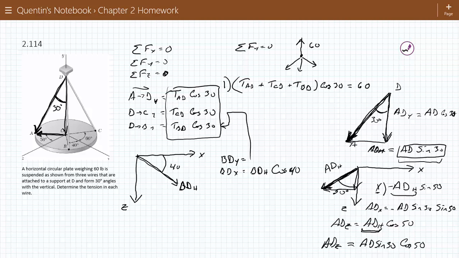Well, what is the horizontal portion of this? It is BD times sine of 30, all that times cosine 40. And then BD in the z direction is going to be similar. It's going to be BD horizontal times sine 40, right? But the horizontal portion is, again, BD sine 30 times sine 40.